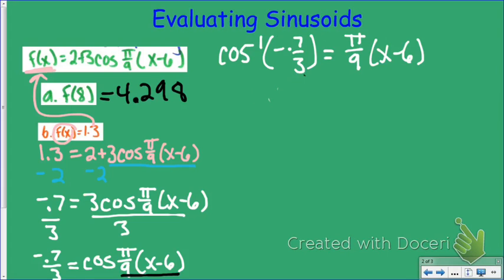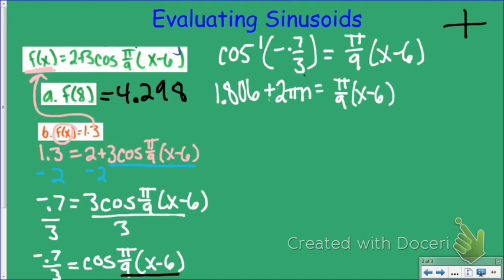So what I'm going to do here is rewrite this a little smaller. Generally, this is 1.806 plus 2 pi n, and that's going to equal pi over 9 times x minus 6. Now the other part that I have to worry about here, though, is the second solution that I would get.